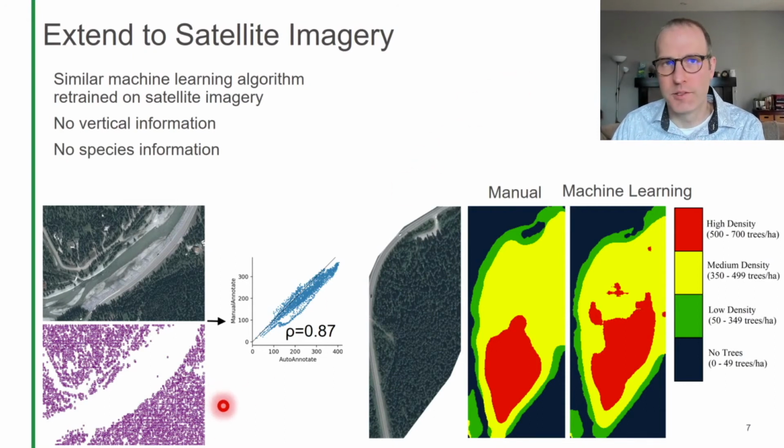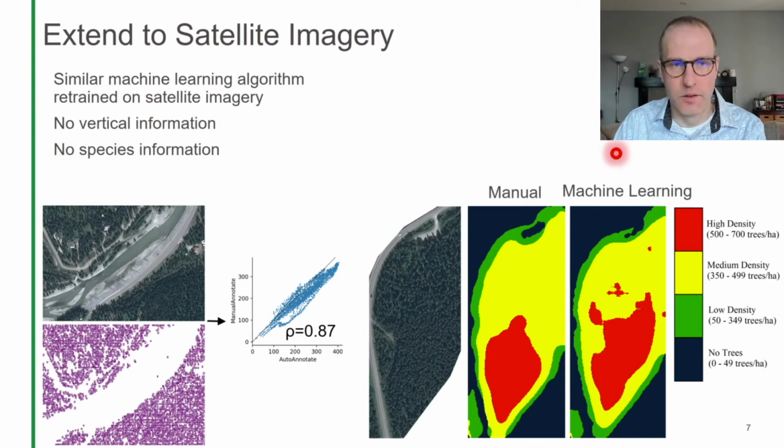Now, applying this to satellite data that occurs in the winter would allow us to understand the difference between coniferous and deciduous trees. So here, we identified trees using the machine learning algorithms, the same ones applied to the UAV imagery. And you can see that we do a pretty good job of overall identifying the density. So here's the density calculated with manual annotations. This is sort of our ground truth, and the machine learning algorithm does a pretty good job of reproducing that density.